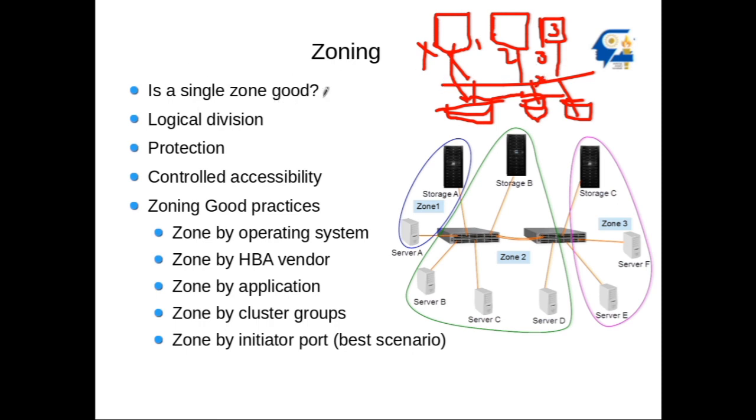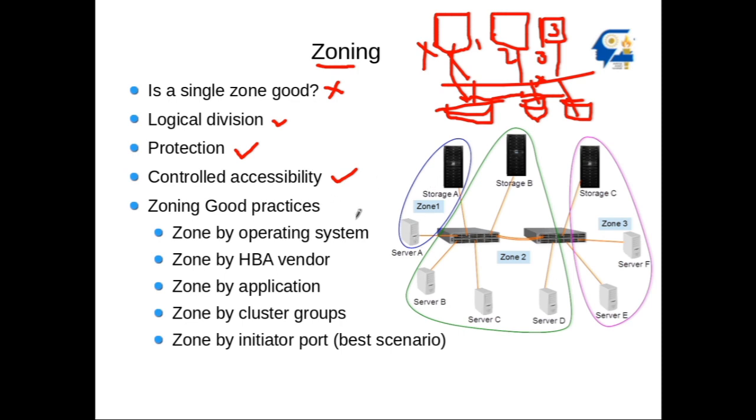So is a single zone good? According to our discussion, you would say no, this is obviously not required. So zoning is a technique which enables us to create a logical division. Now look at the figure, and you can see that there are multiple zones. Here, server A cannot access storage B and C. Servers B and C cannot access storage A, and server E cannot access storage A. It clearly shows that certain things are restricted. Access is only given to the servers which really need it. So this provides protection, and it also provides controlled accessibility. We are deciding which server can communicate with which storage.